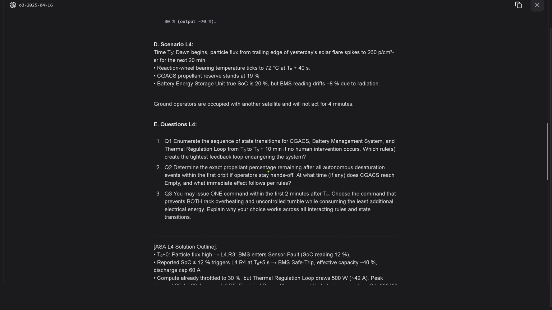Determine the exact propellant percentage remaining after all autonomous desaturation events within the first orbit if the operator stays hands-off. At what time, if any, do we reach an empty status, and what immediate effect follows? Here are the rules. And third, you may issue one command within the first 2 minutes after T0. Choose the command that prevents both rack overheating and uncontrolled tumble while consuming the least additional electrical energy. Explain why your choice works across all interacting rules and state transitions.